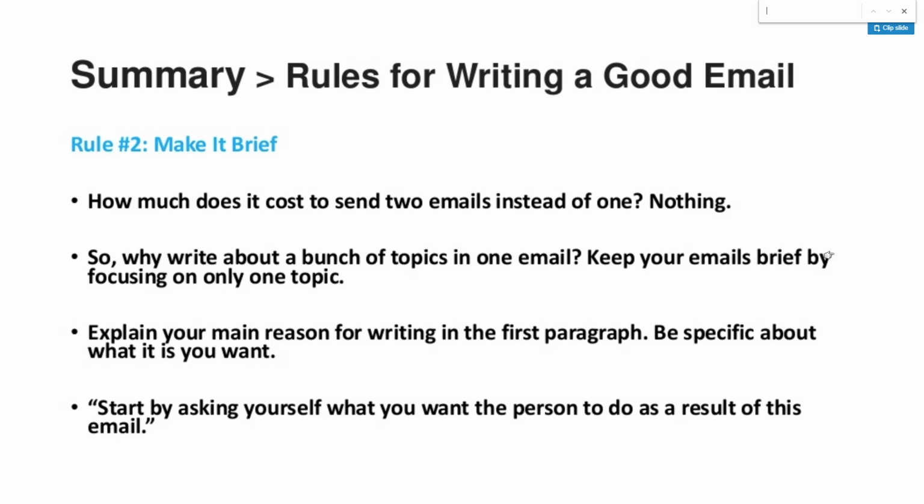And more rules for writing a good email. Rule number 2, make it brief, kort. How much does it cost to send 2 emails instead of 1? Nothing. So why write about a bunch of topics in one email? Keep your emails brief by focusing on only one topic. Explain your main reason for writing in the first paragraph. Be specific about what it is you want. And start by asking yourself what you want the person to do as a result of this email. Very important.